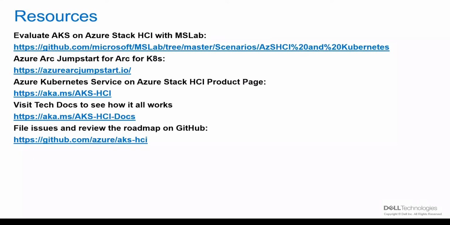All right, so we have some resources that are available. I've come to the end of the presentation. There are a bunch of resources available today. You can evaluate AKS. The good news is, if you want to evaluate AKS on Azure Stack HCI, it comes with 60 days of free licensing, which means you can run it in evaluation mode and get an idea about how this entire thing works. There's also Azure Arc Jumpstart available. There's a product page, and I'm going to share all of these links with you.